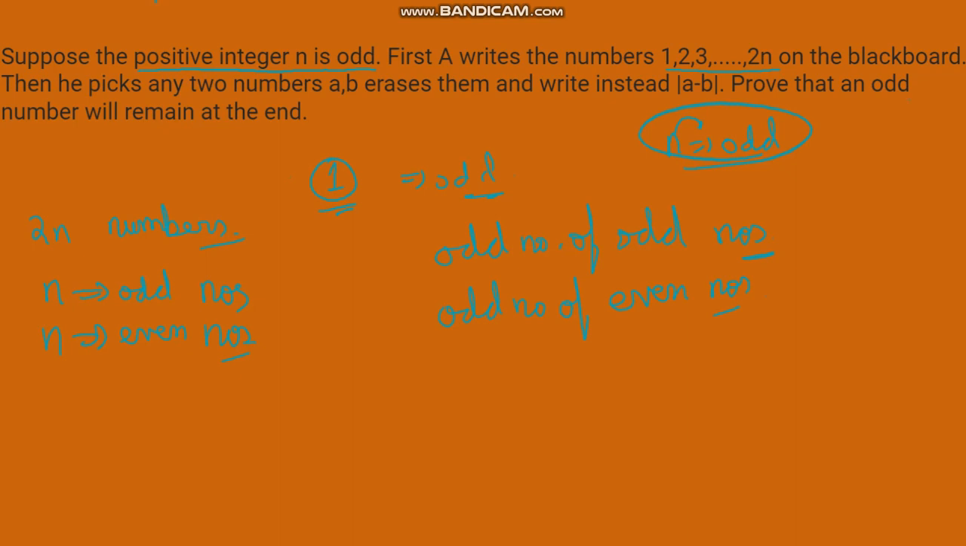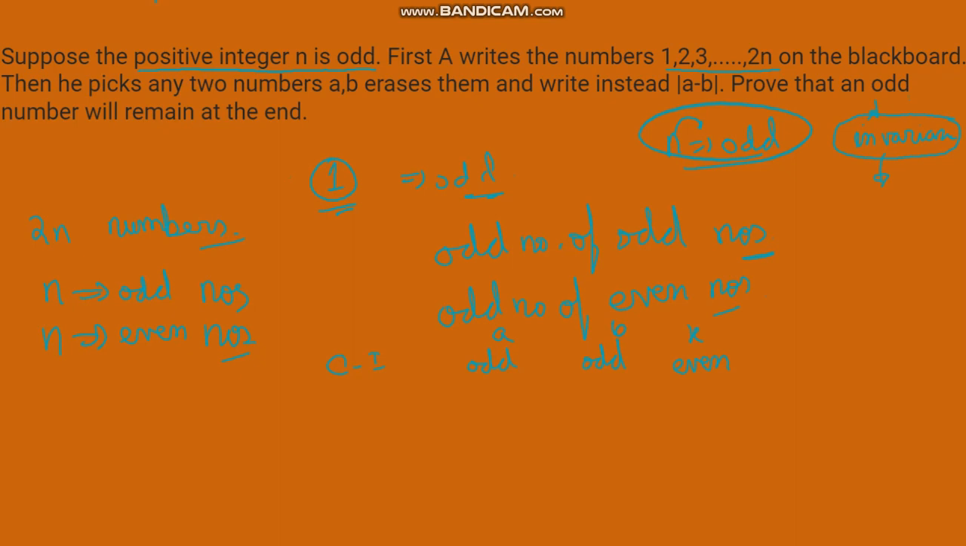While proving this type of question, one thing must come to our mind, that we are using invariance here. Invariance means we have to find something that is not changing, something that is constant in the entire process. If we find something, then it's all done. So let's try to find such a thing. First of all, what are the different cases we can see while picking up two numbers and writing the mod of a minus b? Case 1, a odd, b odd. So the number we are putting, let's say x, is even.